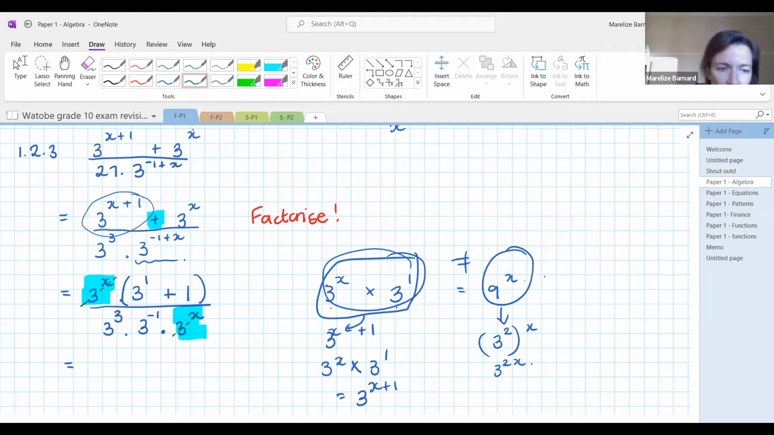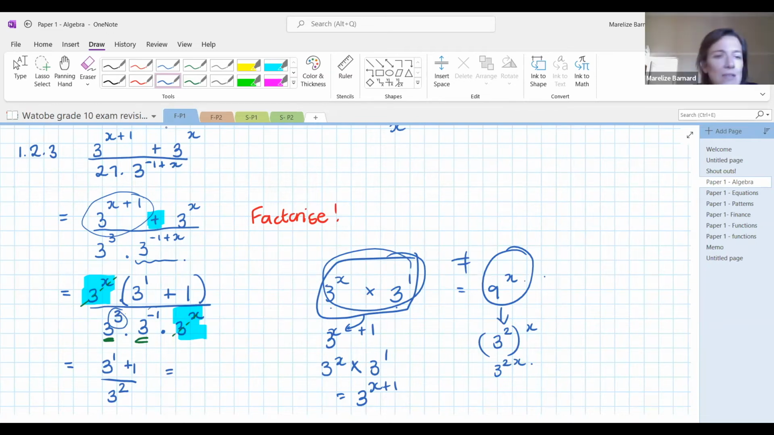And what can we do here? We see we have a 3 to the power of 3 and a 3 to the power of minus 1. Those bases are the same, so we can add the exponents. I'm going to leave what's at the top, 3 to the power of 1 plus 1 over. So the 3 plus a minus 2 is going to give me 3 to the power of 2.